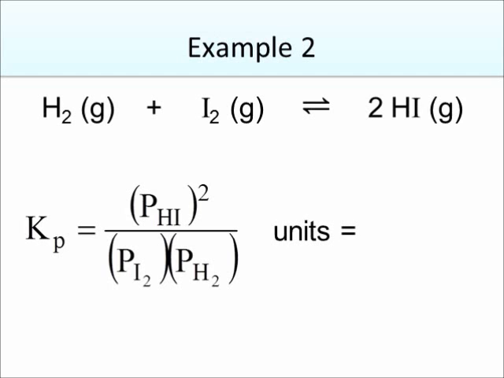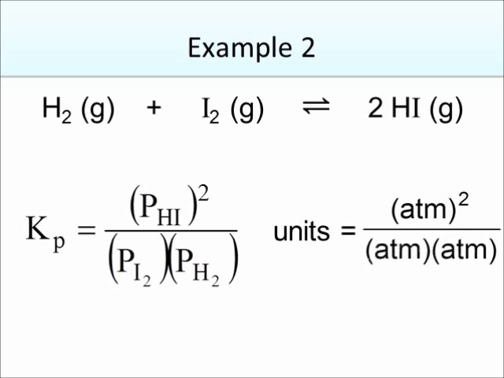Next, we determine the units. If partial pressure is measured in atmospheres, then for the numerator, we have atmospheres raised to the power of 2, and for the denominator, we have atmosphere multiplied by atmosphere. Simplifying, we obtain that there are no units for this value of Kp.